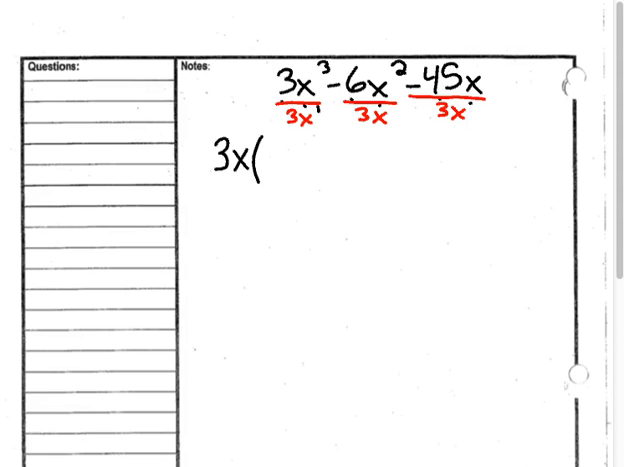So 3x cubed divided by 3x to the first, the 3's are gone, and that leaves me with an x squared. Negative 6x squared, and I'm pulling out the 3x. Negative 6 divided by 3 leaves me negative 2. X squared divided by x to the first will just leave me with an x. Negative 45x divided by 3x. Well, negative 45 divided by 3 is a negative 15. And then x divided by x just kind of cancels off.